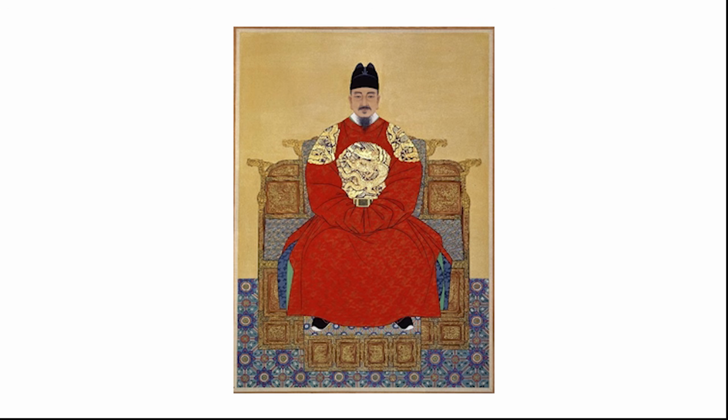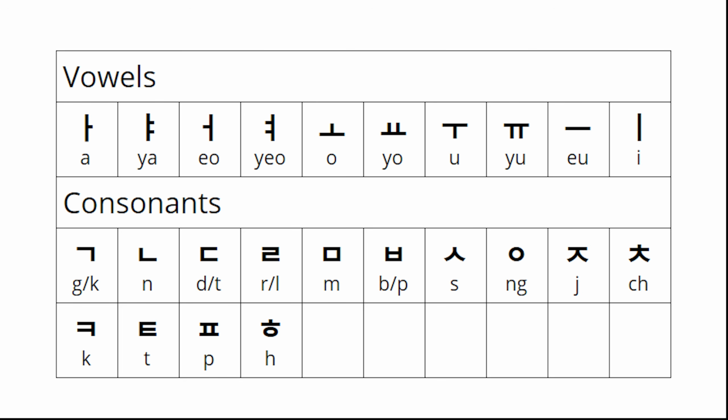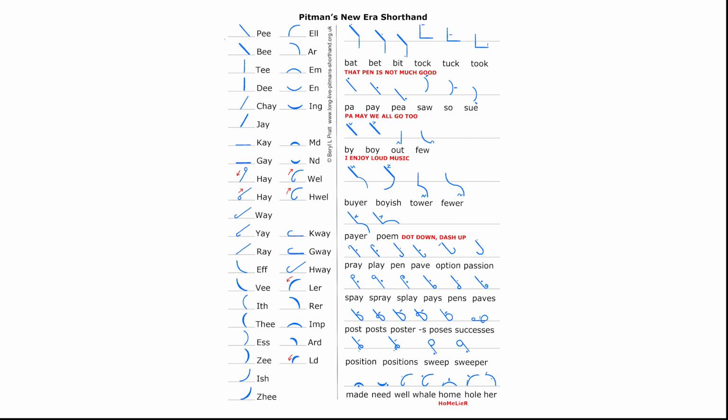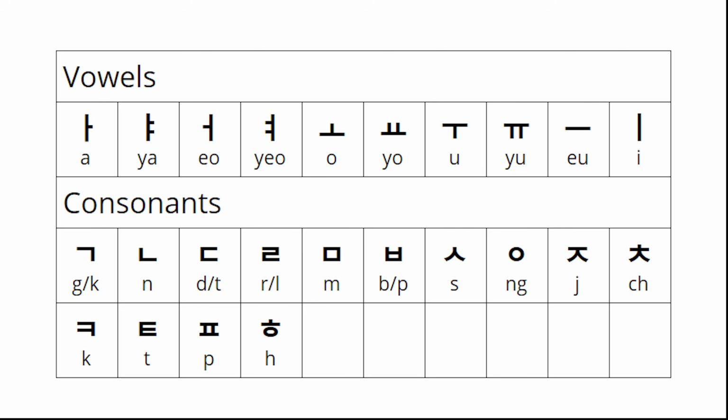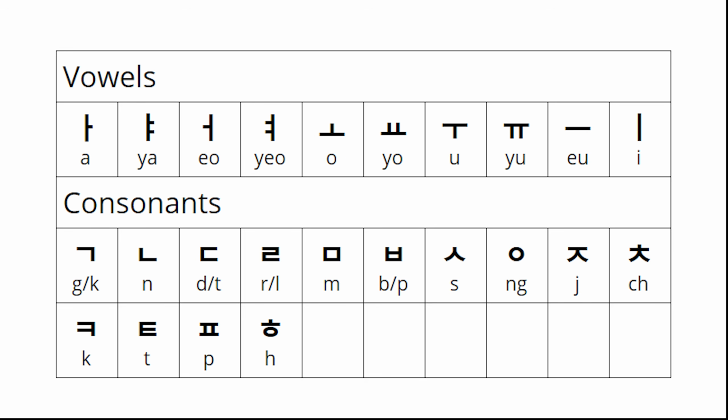Crafted in 1443 by King Sejong and scholars, its 24 base letters boosted Korean literacy dramatically. Rare in natural evolution, featural designs appear in constructed scripts like Pitman shorthand or Tolkien's Tengwar. UNESCO designated Hangul a Memory of the World in 1997 for its scientific ingenuity.